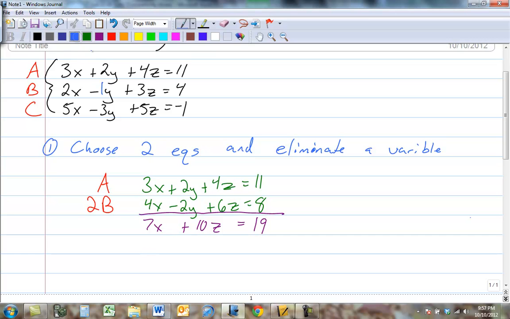Which brings us to step 2. Step 2 says we're going to pair the third equation with another and eliminate.